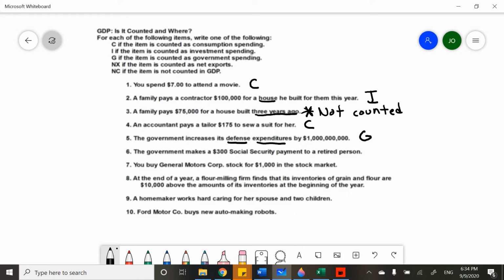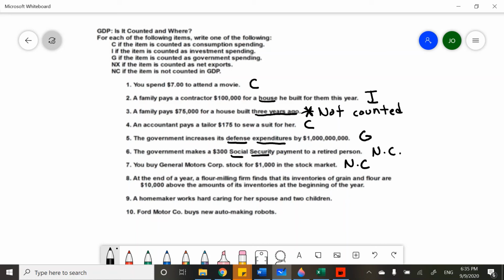Number 6, the government makes a $300 Social Security payment to a retired person. Anytime you see the word Social Security or any other form of transfer payment, remember, it is not counted. Remember, this is not spending on a good or a service. Number 7, you buy General Motors Corporation stock for $1,000 in the stock market. This is a financial transaction. Nothing is being produced. So, this one does not count.